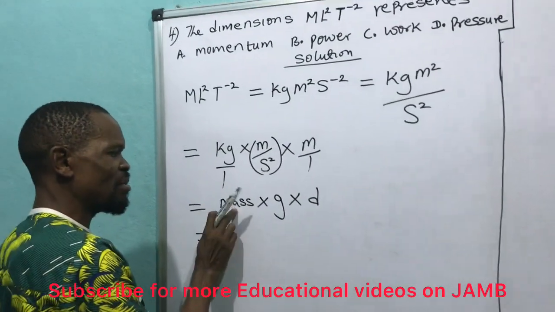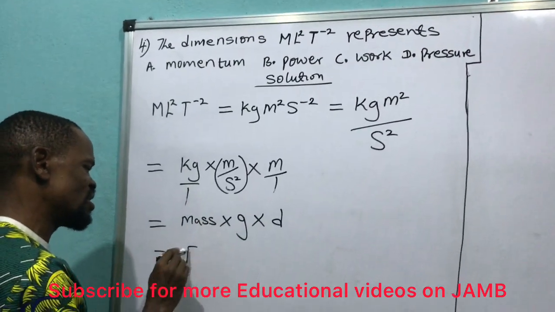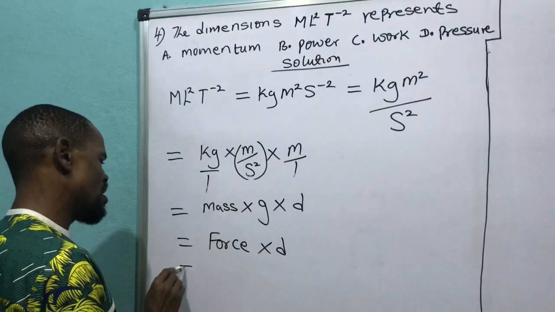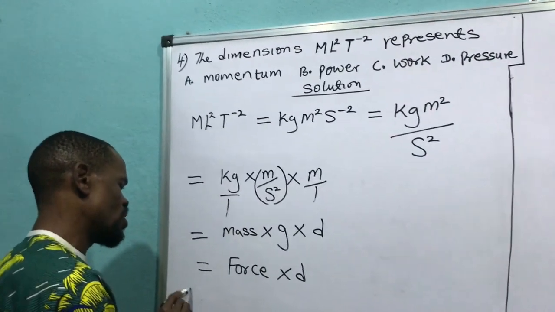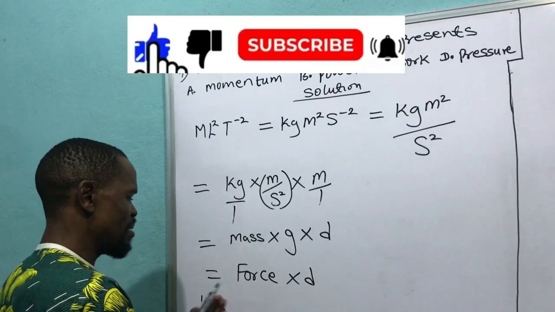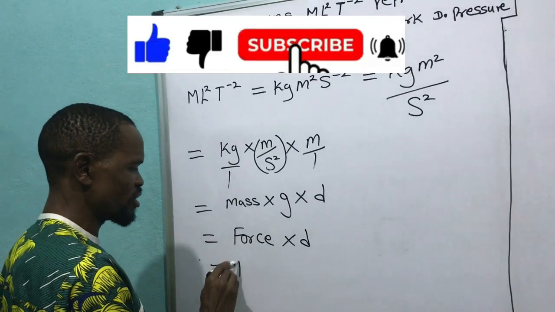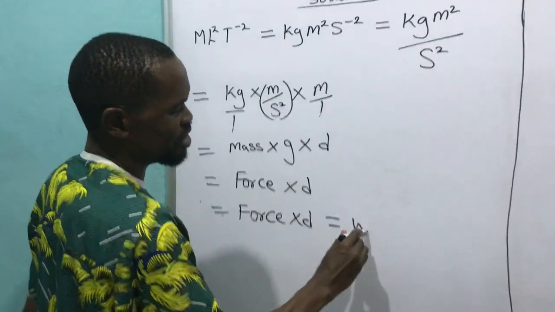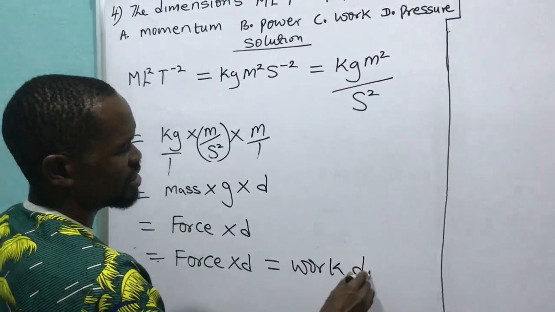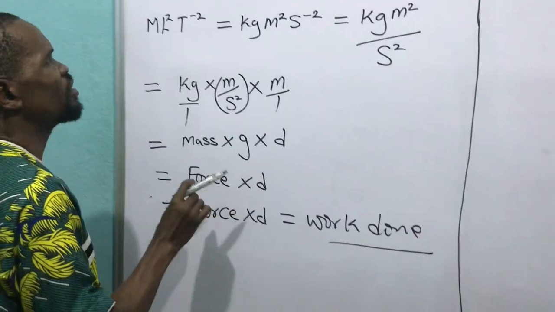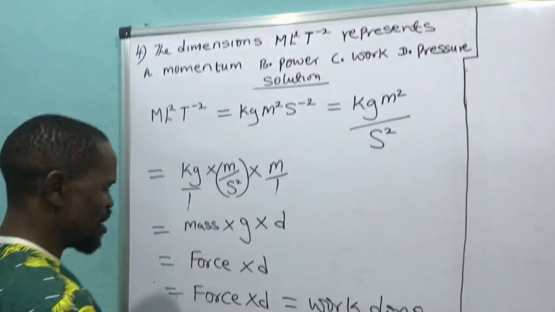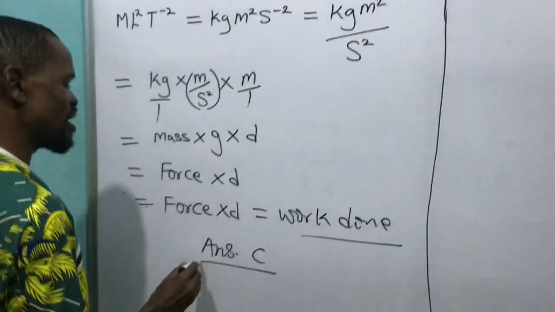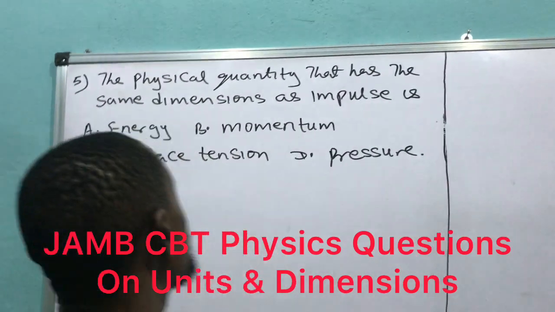Then looking at this, mass times acceleration due to gravity is a force times distance. And force times distance is the work done. That means this is equal to force times distance, which is equal to work done. And when we look at the options there, we see that this is work done. So our answer is C. That's our answer.